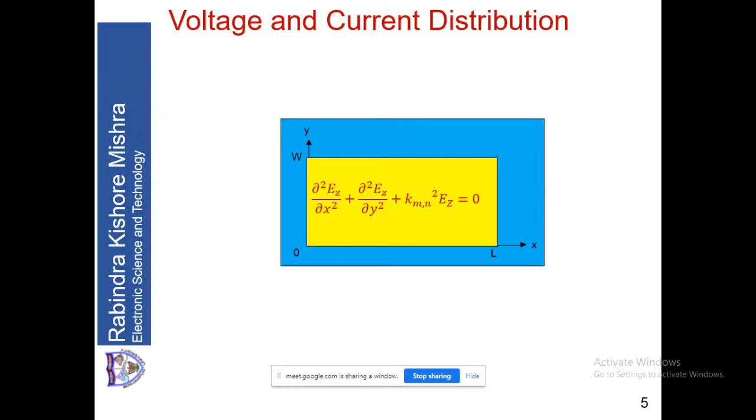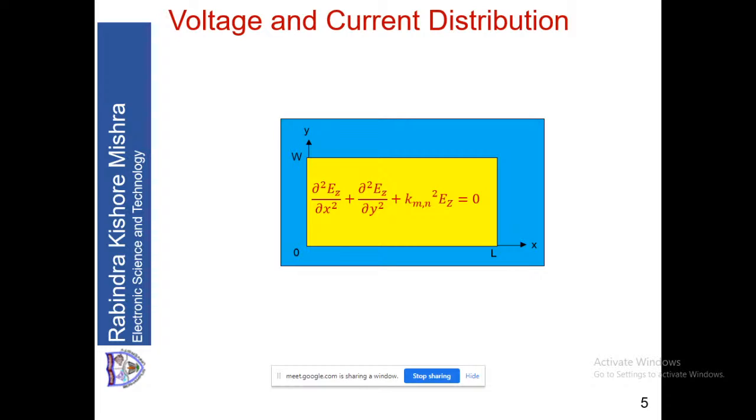What is k²mn? That is the wave number. k is the wave number corresponding to the mn-th mode, where m and n are the mode numbers. Now this antenna is extended along x. It has its length, so 0 to L is its length, with 0 at the origin and L the length along x. So the extension along x is L. The extension along y is W, which corresponds to the width of the antenna.